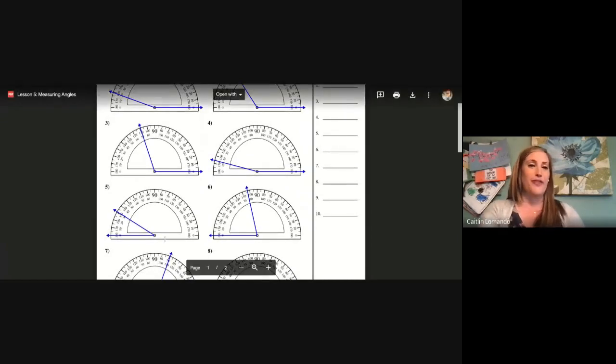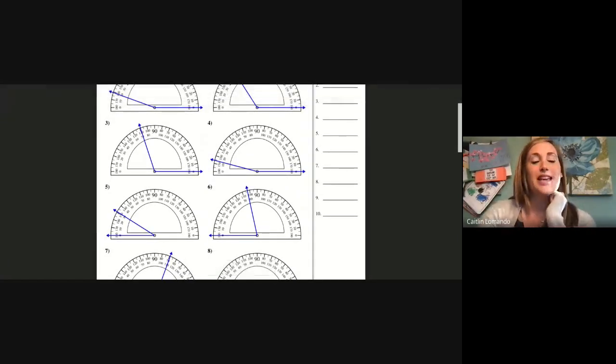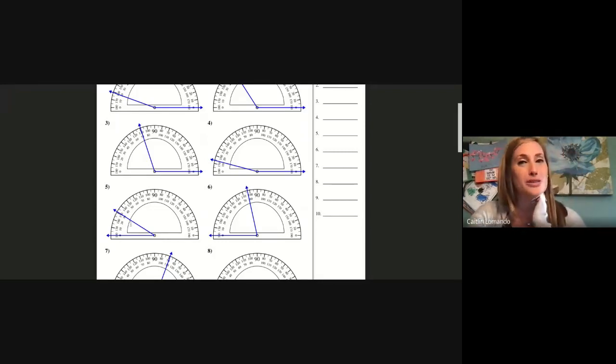Let's look at number 5. Is that an acute angle, right or obtuse? It's definitely a cute little angle. It's less than 90 degrees. So we're going to be looking at the smaller numbers. I know it goes through the 150, but we've already determined it's going to be less than 90 degrees. So we're looking at the 30, but it's not right on the 30. It's a little bit bigger.